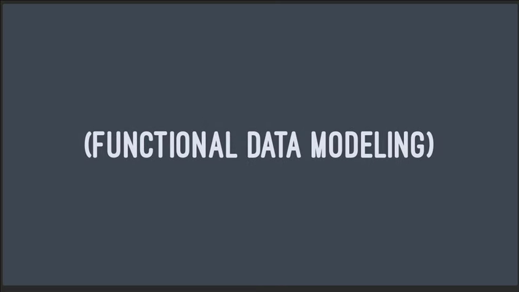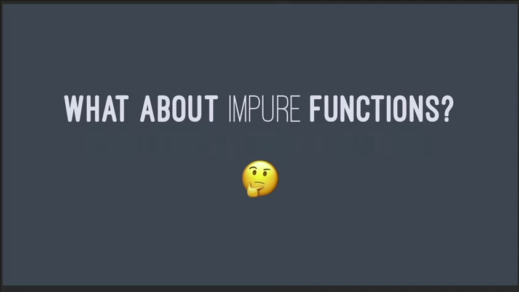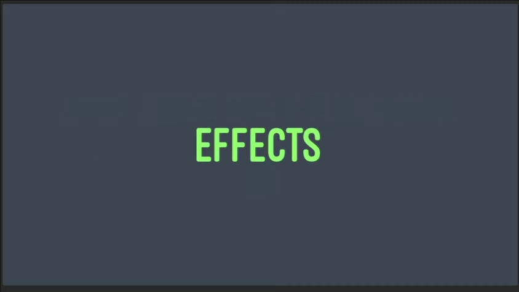It's also about functional data modeling, but we don't need that for this presentation. But what we have shown so far is pure functions, and that leads up to this question: what are we going to do about impure functions in functional programming? And the way that this works in ZIO and most functional programming systems is that we use effects.